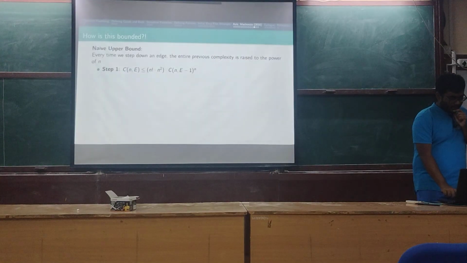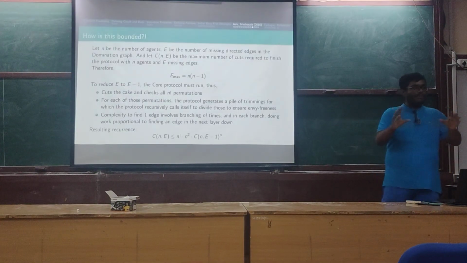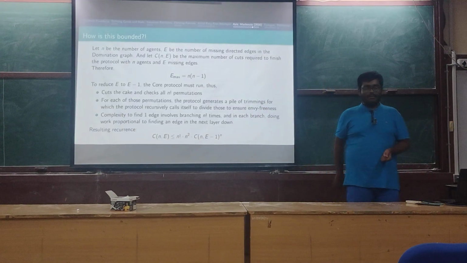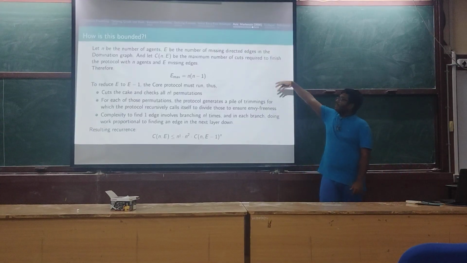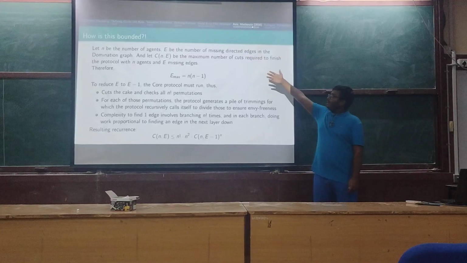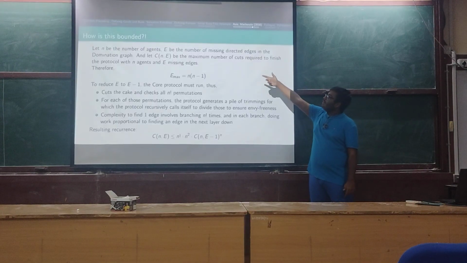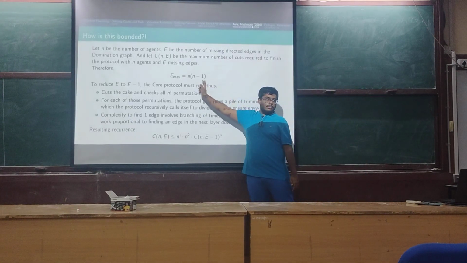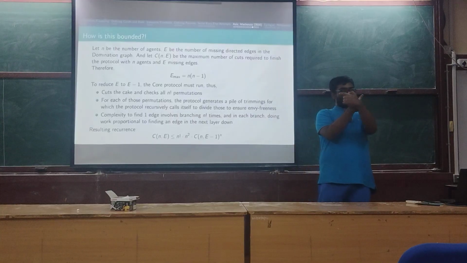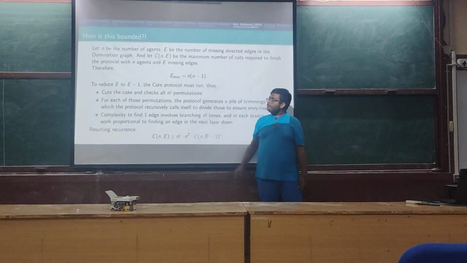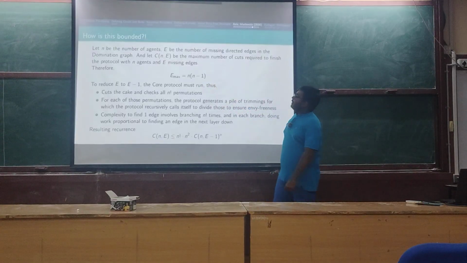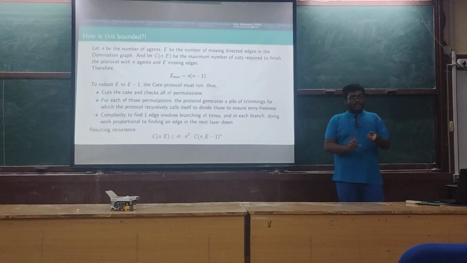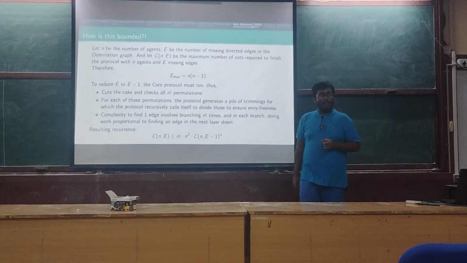Now one thing I would like to go over is how this algorithm is bounded, because as we have probably seen in our algorithms courses, this just seems like an exponentially bad algorithm, right? Which it is. So I have n agents, and let's try to upper bound this. Let E be the number of missing directed edges in the domination graph. The maximum number can be this, because imagine it's a directed graph, so we want both ways. So there's no division by 2 here. That is the maximum E, and we define C to be the maximum number of cuts required to finish this protocol with N agents and E missing edges.